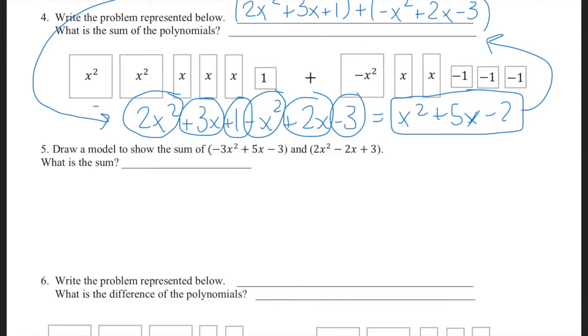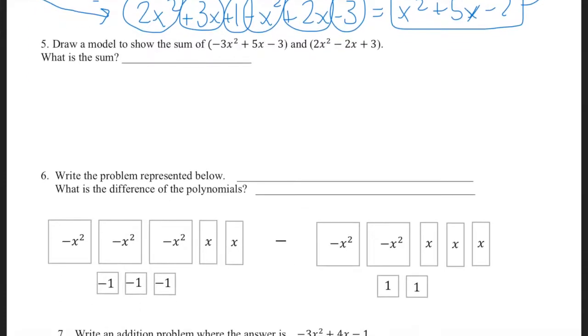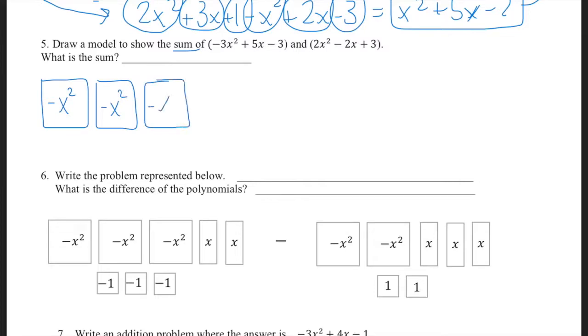Okay. For number 5, draw a model to show the sum of negative 3x squared plus 5x minus 3 and 2x squared minus 2x plus 3. So if we're doing sum, that means it's going to be plus. So negative 3x squared, I'll need 3 of these, plus 5x, minus 3.